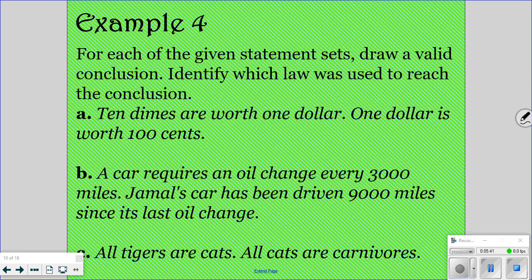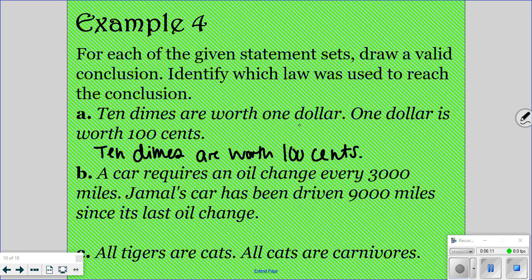So looking here, we want to draw a valid conclusion and identify which law was used. So 10 dimes are worth $1. $1 is worth 100 cents. So what could we conclude? We could say 10 dimes are worth 100 cents. And which law did we use? The law of syllogism.